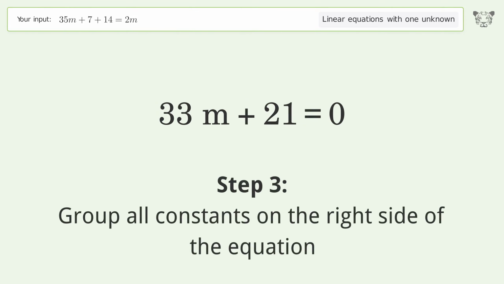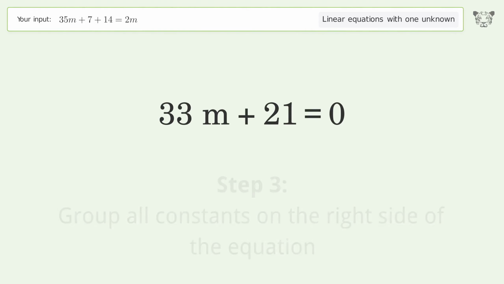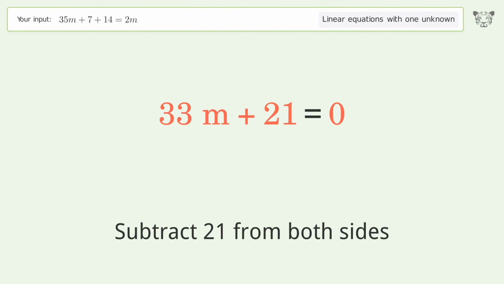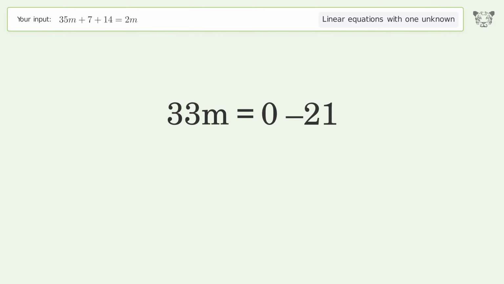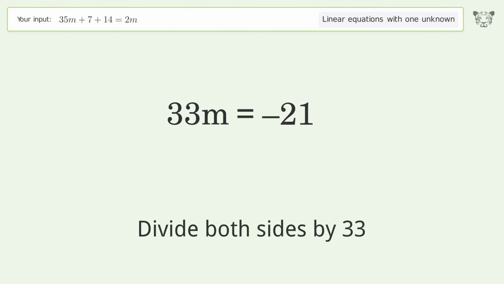Group all constants on the right side of the equation. Subtract 21 from both sides. Simplify the arithmetic. Isolate the m. Divide both sides by 33.